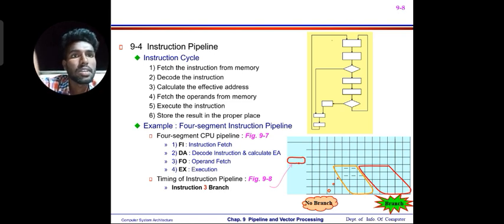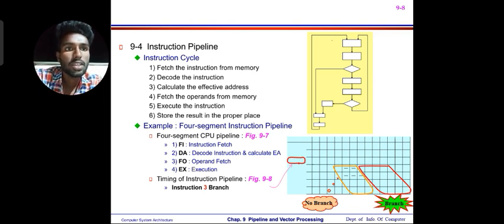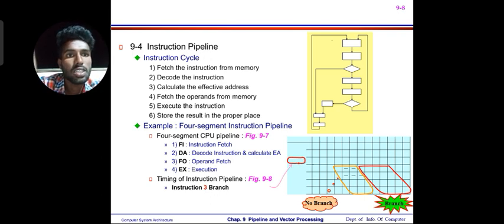Instruction pipeline. About the topic: instruction cycles. Fetch the instruction from memory. Decode the instruction. Calculate the effective address. Fetch the operands from memory. Execute the instruction. Store the result in the proper place.